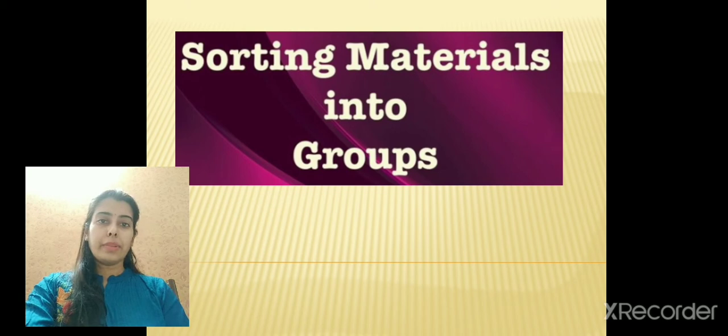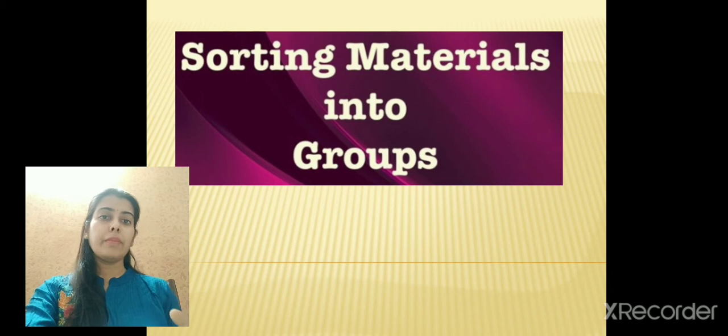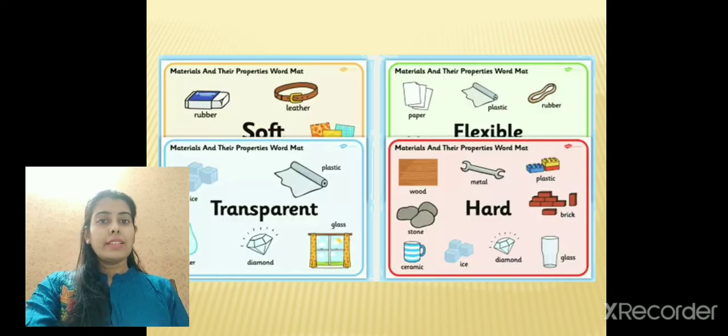Let's take an example. In our kitchen, we have separate cabinets for spices, for keeping the snacks, for storing the utensils, and this way other things are stored. So we have sorted them out, we have classified them on the basis of their use, on the basis of some property. So we can categorize the substances on the basis of whether they are soft to touch or hard to touch, whether they are transparent, translucent or opaque, whether they are flexible or not.